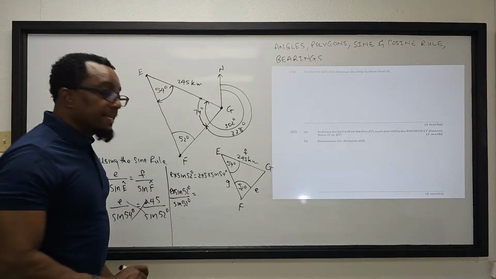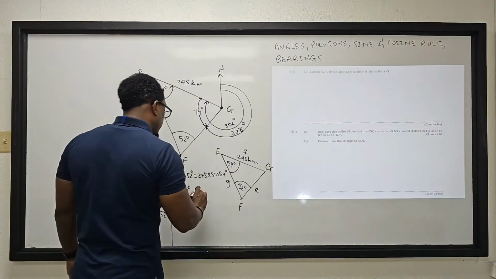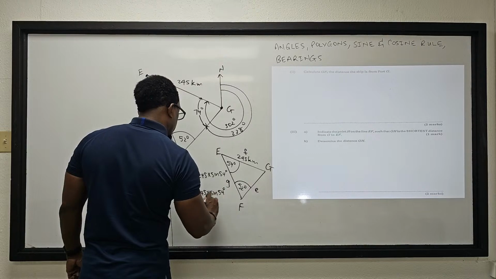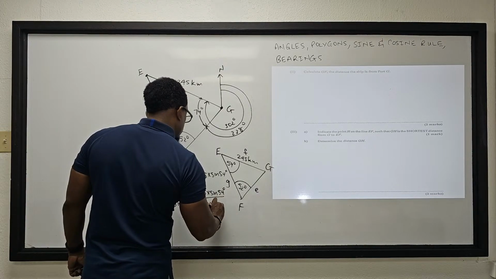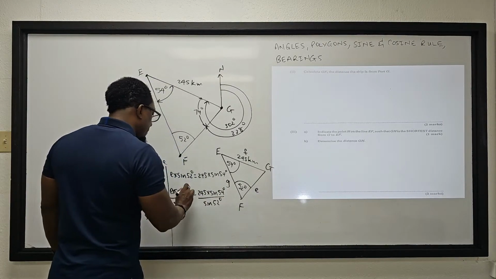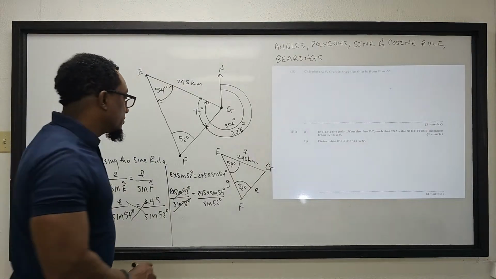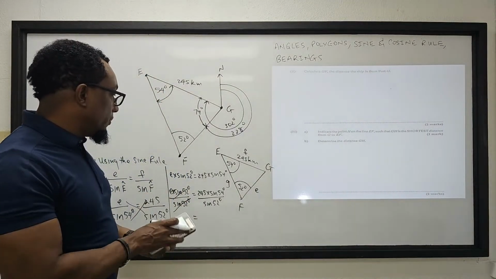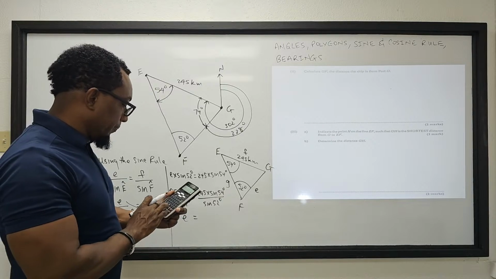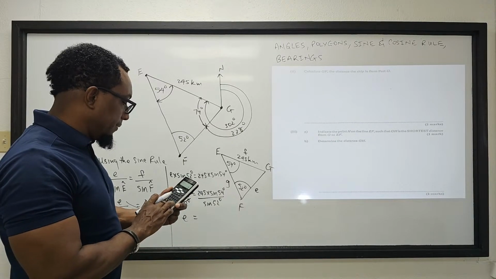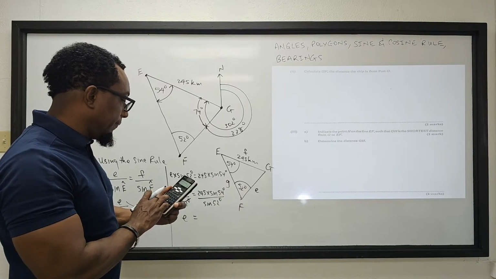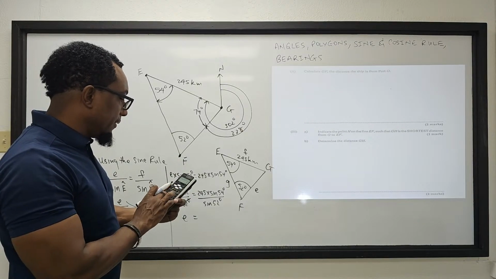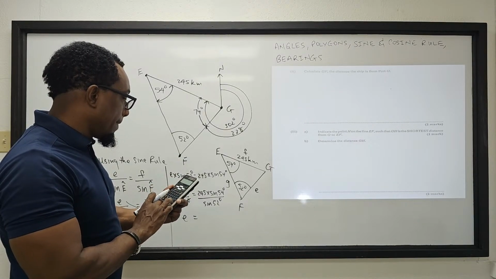So I can get sine E by itself, and that will be 245 multiplied by sine 54 over sine 52. My two sine 52s will cancel. I'm going to get E by itself. Let me work out what that is equal to: in brackets, 245 multiplied by sine 54, close brackets, divided by sine 52.